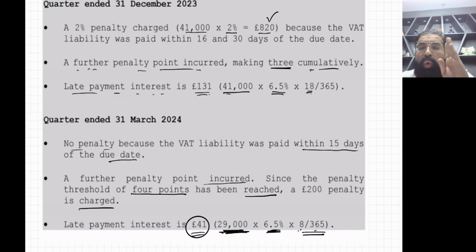Now this is the fourth time you submitted your VAT return late, so you got the fourth point, and this is the threshold. A further penalty point is incurred since the penalty threshold of 4 points has been reached. A £200 penalty is charged. Now you need to pay the penalty for the return.